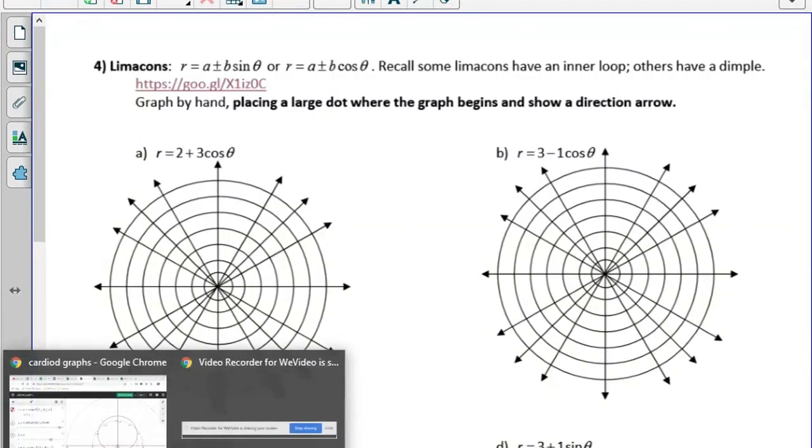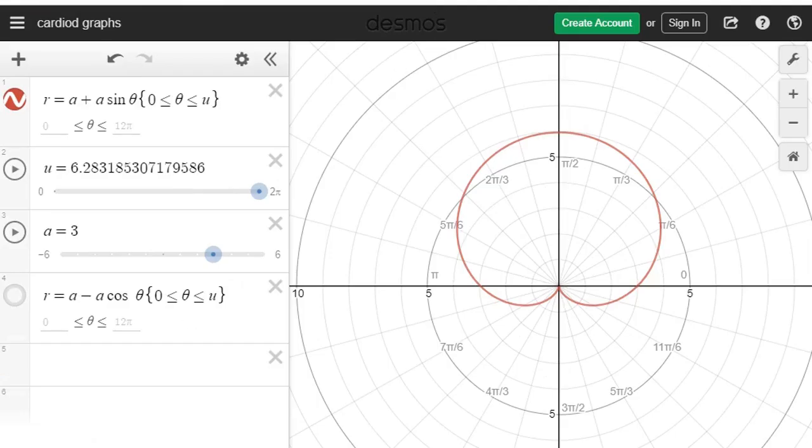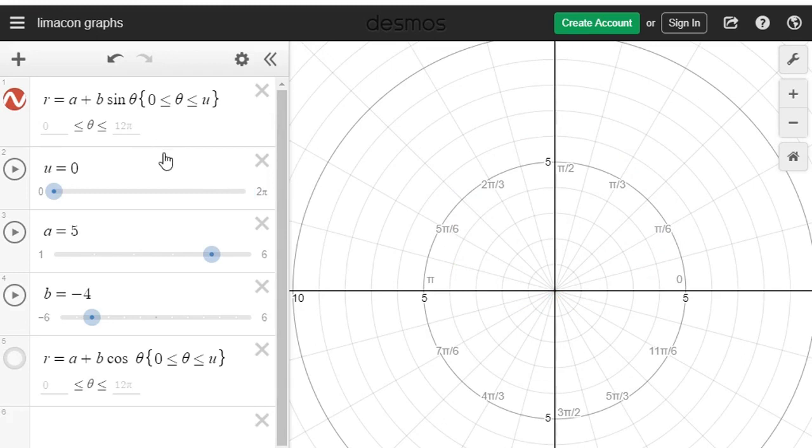Okay, limaçons. r equals a plus or minus b sine theta, or r equals a plus or minus b cosine theta. Recall that some have an inner loop and others have a dimple from pre-calculus. Notice that you're going to place a large dot where the graph begins, so hopefully you're doing that. Limaçons. 2 plus 3 cosine theta.